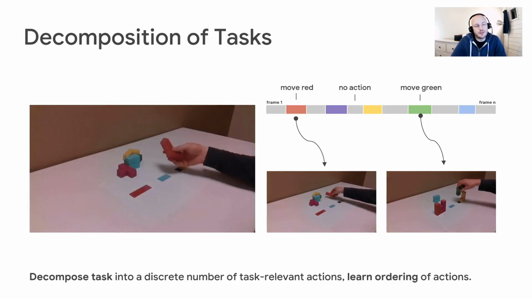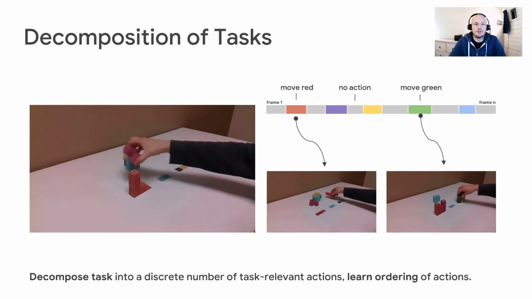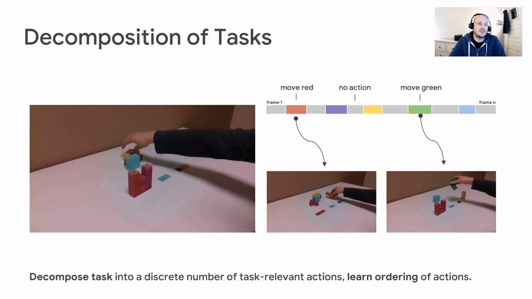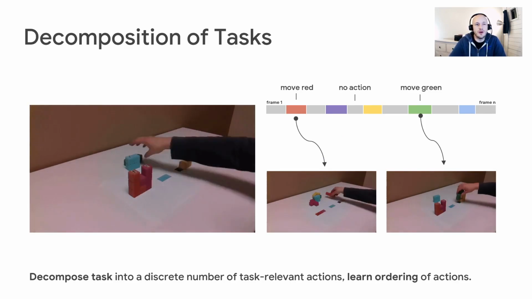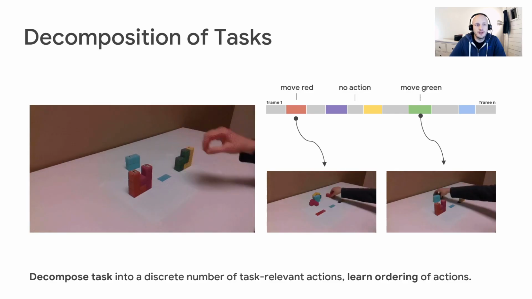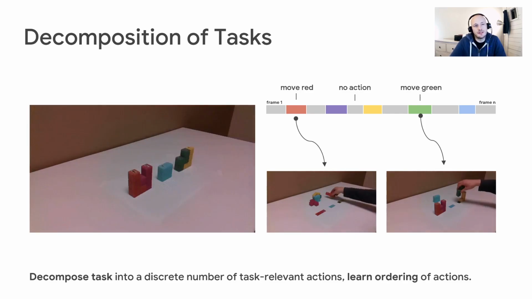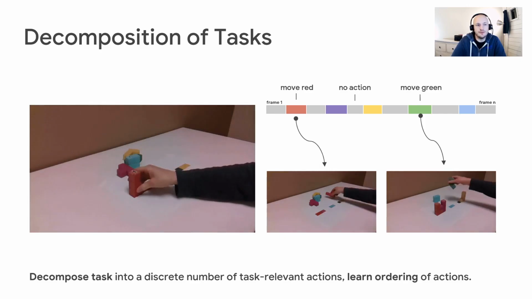To learn the sequential structure of tasks with different possible orders, we define task-relevant actions that represent whether or not an object is set in motion. Each frame of a video sequence is labeled with an action symbol that defines whether or not an object is currently moving.